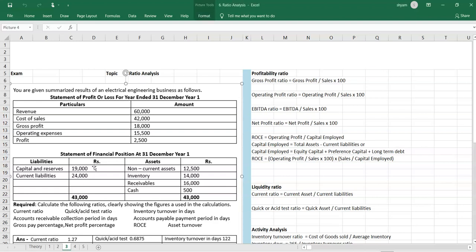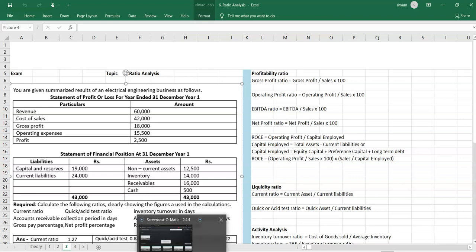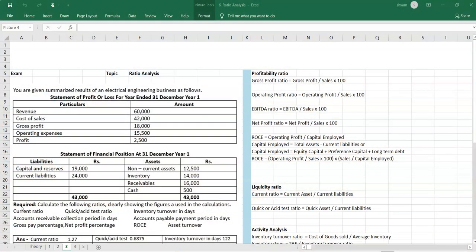So in this sum, we have to calculate the following ratios. Required, calculate the following ratios, clearly showing the figures used in the calculation. We have to calculate current ratio, quick ratio, inventory turnover in days, accounts receivable collection period in days, accounts payable payment period in days, and gross, I think it is profit only, profit percentage, net profit percentage, ROCE, and asset turnover.